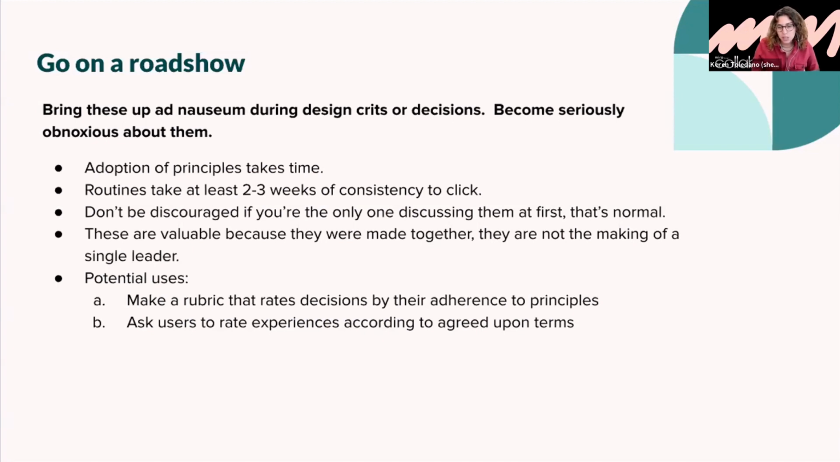You can also use these to make a rubric that rates decisions by adherence to these principles. You can go back to those original desirability studies and actually ask users to rate your product on the scales to see if you're moving closer or further from your principles. There's a lot of things that you could do with these words once you've agreed on them.